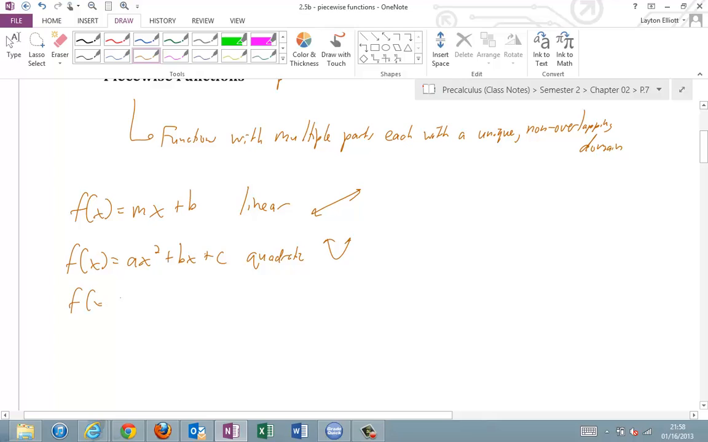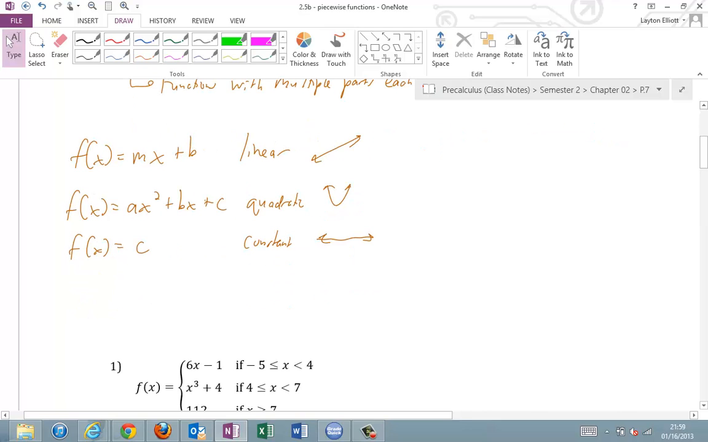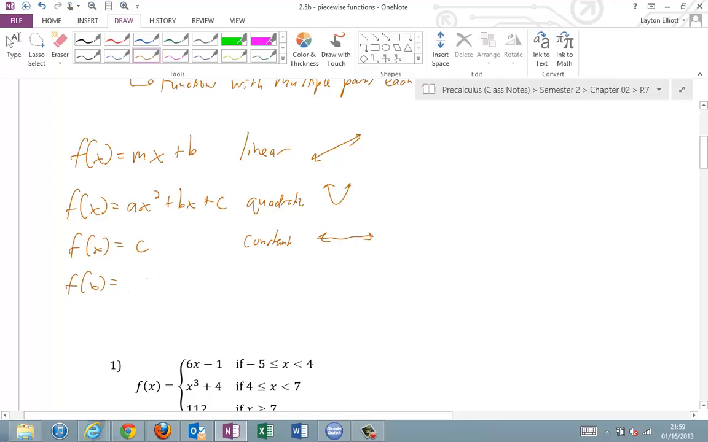Something like this, f of x is equal to c, or b, or a, whatever. That's not a variable, that's a constant. It's also a line, but it's a horizontal line. And we have other shapes too, like I could say f of x is equal to radical x, that's a square root, or we could say a radical. And that looks something like this, a half of a sideways parabola. Those are some basic shapes.